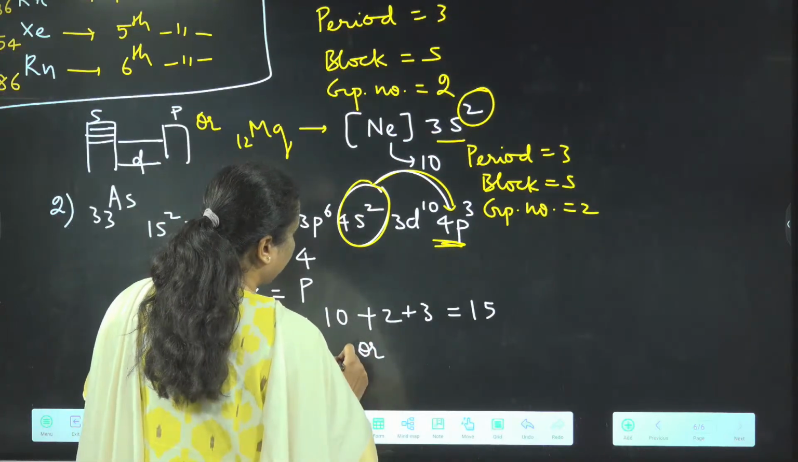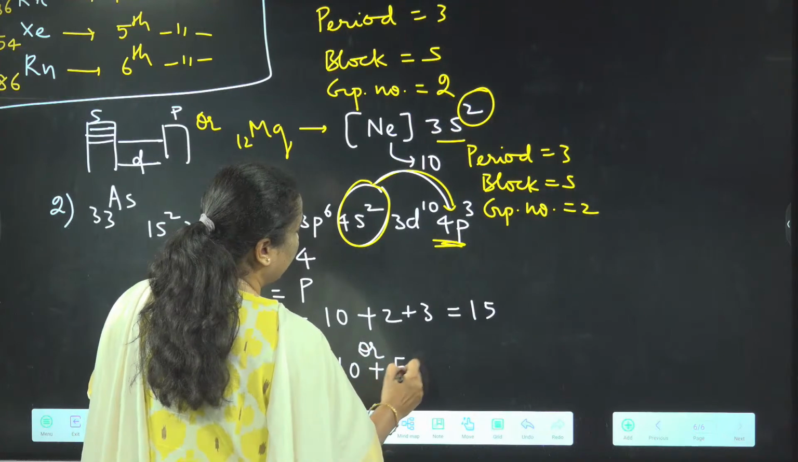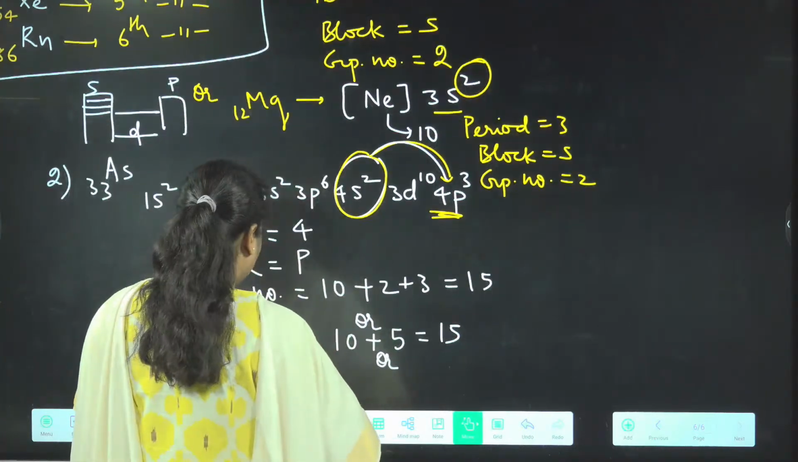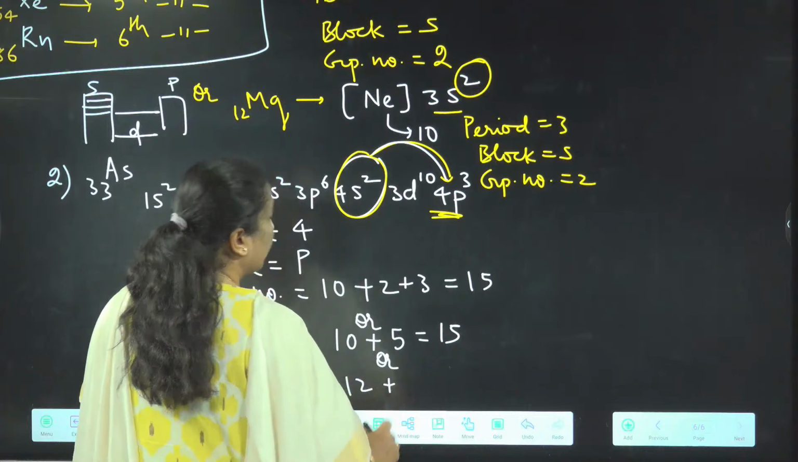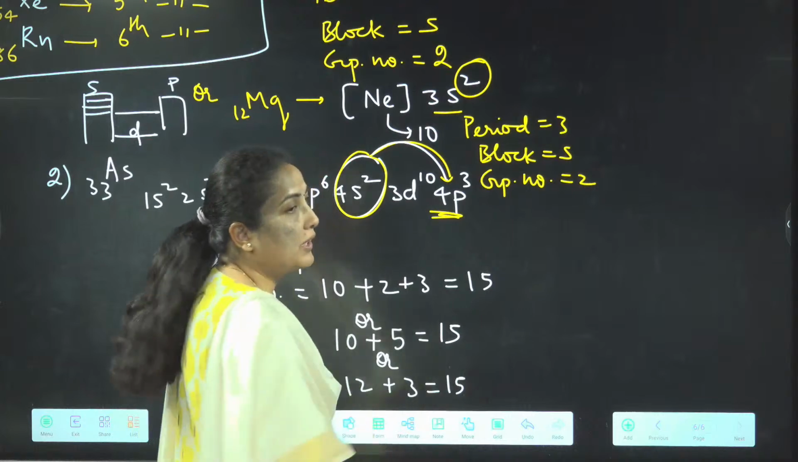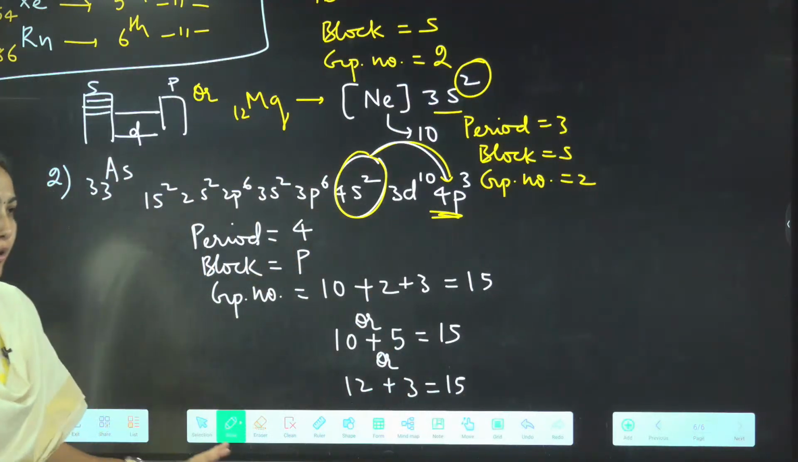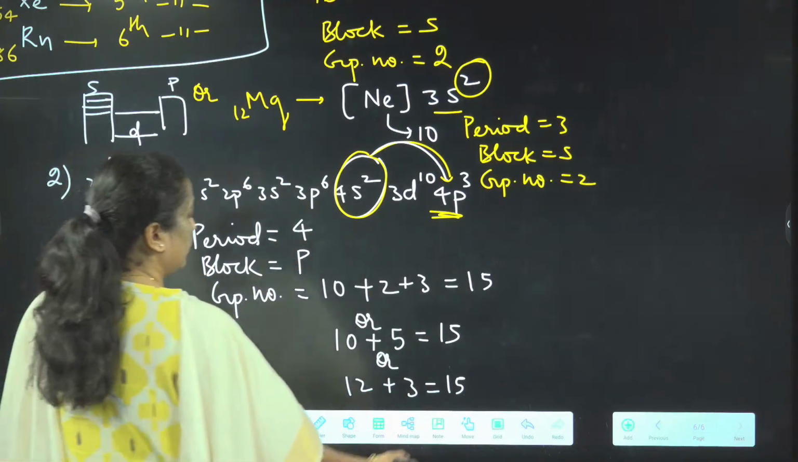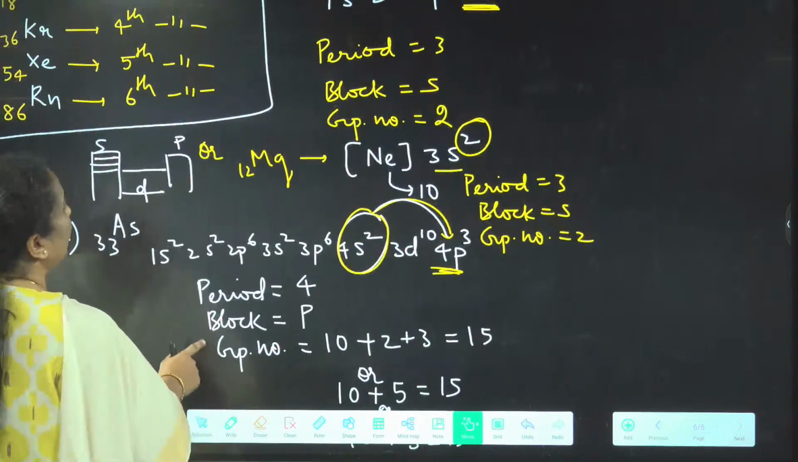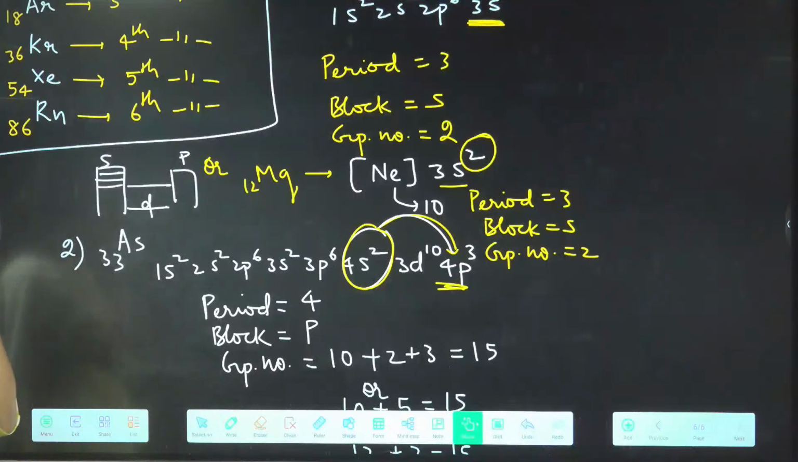Or else I could have written like 10 plus number of valence electrons directly. Or else I could have written like this: 12 plus number of electrons in P. How many are there? 3. So it is 15. Right? So either way you can go for. Hopefully you people have understood what I have written here. First you copy down that, and then in terms of inert gases also we'll do that.